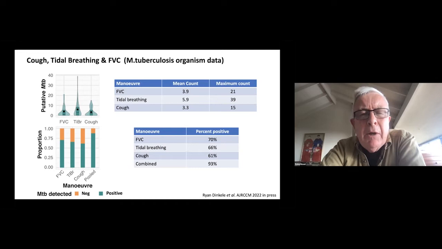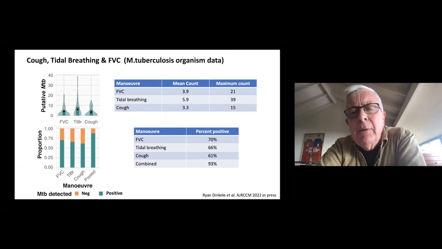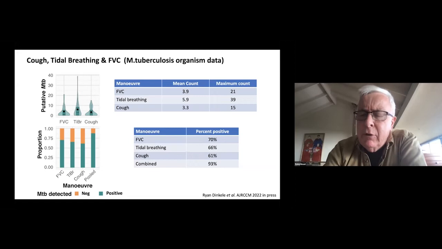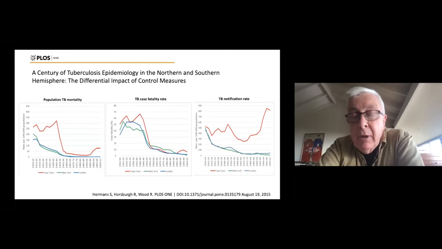But if you add them together combined, that's where we get the 93%. So the combined pooled is really a sample of 15 minutes, whereas the other ones are individual samples of 5 minutes. So Ryan goes on to discuss the probable contribution during a 24-hour period to infectiousness, and I encourage you to read that if you can get your hands on the paper.